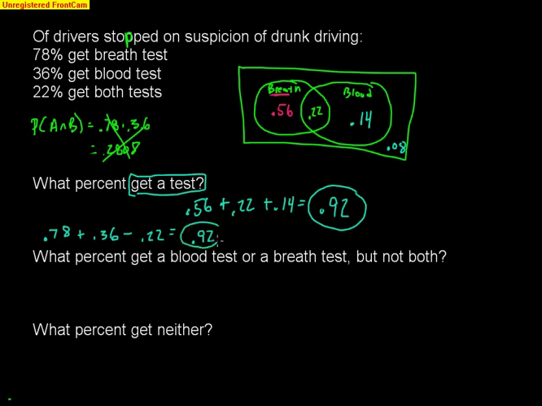Or if you want to do it the traditional method using the formula, we got breath test, blood test, get rid of both because you don't want that overlap there, because that 22% was counted here because they got the breath test, and here they got the blood test, so you don't want to count them twice, so you have to subtract it.